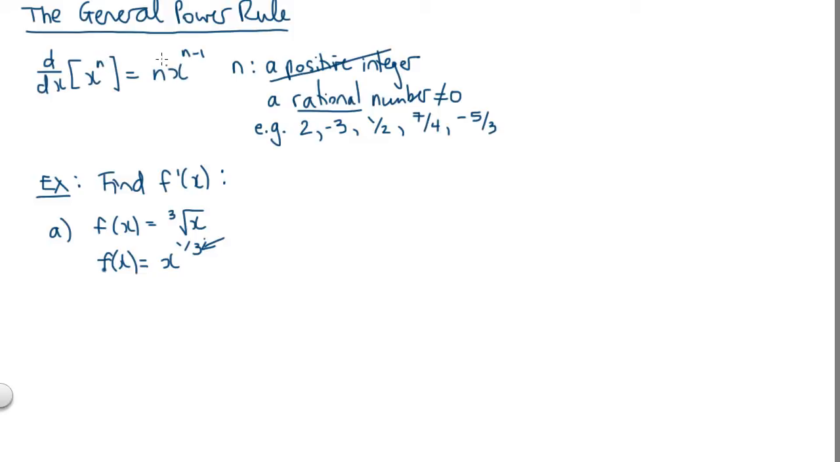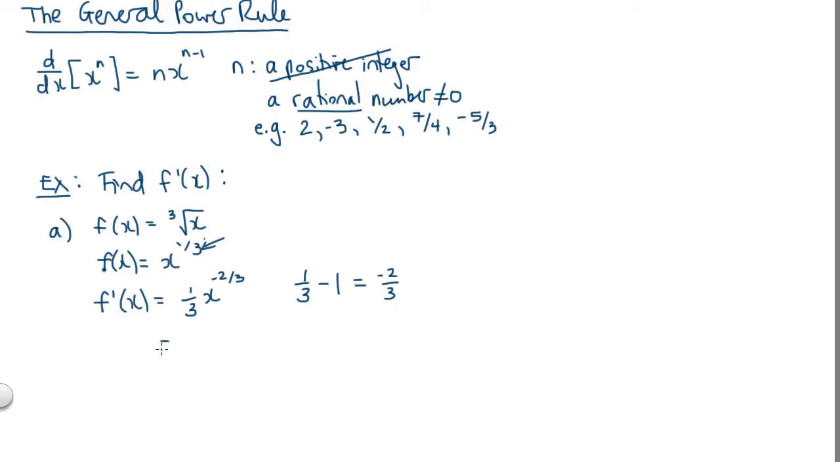The power comes down in front, and the power on the x decreases by 1. So f prime of x is going to look like 1/3 times x to the minus 2/3. We get this power by calculating 1/3 minus 1. So 1/3 minus 3/3 gives us -2/3, and that's where this power comes from.